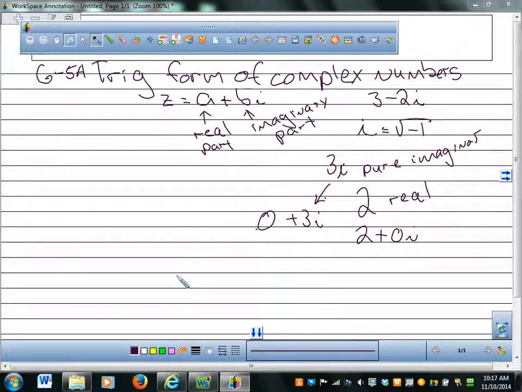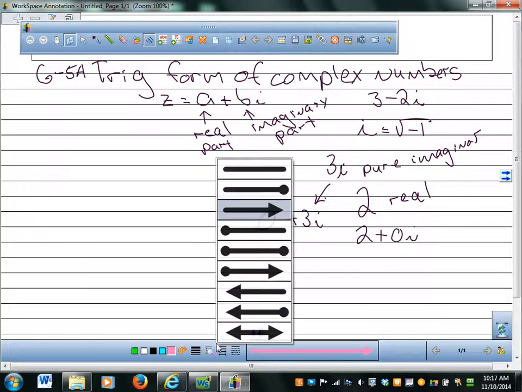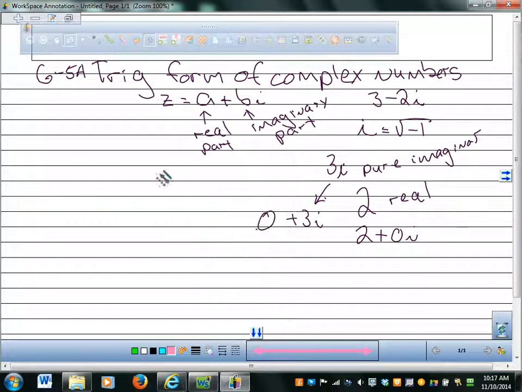Okay. So sometimes it's very useful to graph complex numbers, and you can graph them in the imaginary plane. Okay.